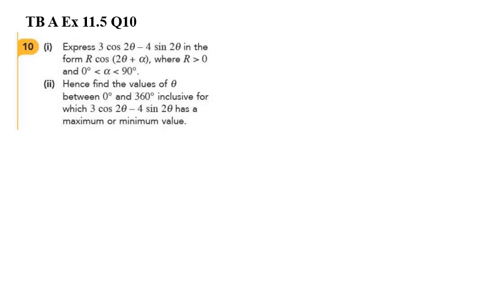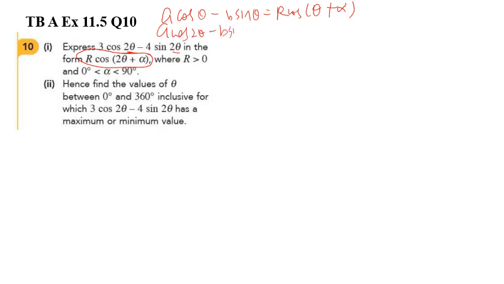Okay, let's look at the next questions. All right, again, it's similar concepts, just that if you were to look at the questions carefully, we're dealing with double angle. Instead of dealing with cos theta and sine theta, we're dealing with double angle. If you have a cos theta minus b sine theta, you can express it as r cosine bracket theta plus alpha, right? But if you have a cos 2 theta minus b sine 2 theta, then you can just express it as r cosine, instead of theta will be 2 theta plus alpha.